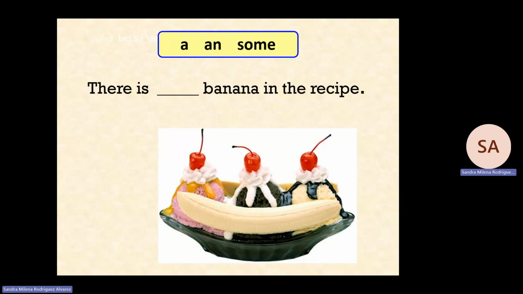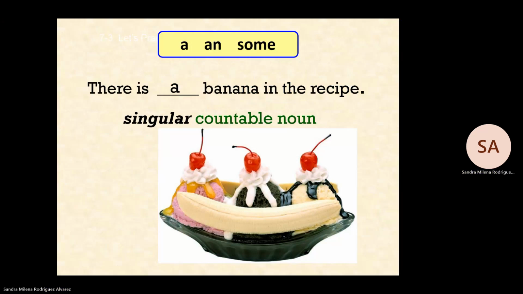Let's see if we could understand. Do I use a, an, or some for this? There is a banana, an banana, or some banana. There is a banana.